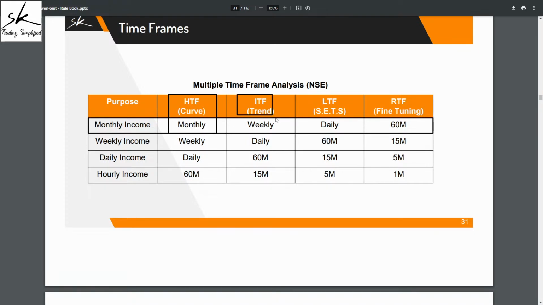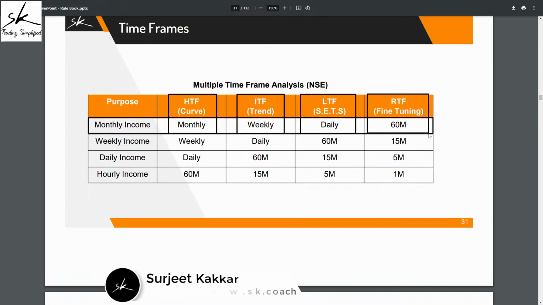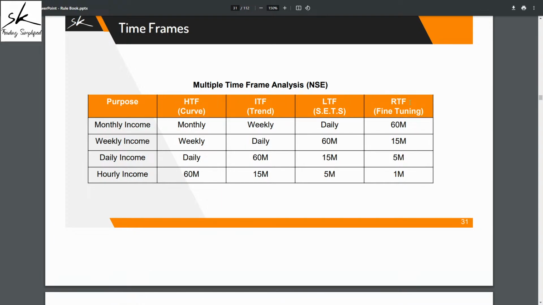Weekly will be the intermediate time frame used for trend analysis. Daily will be the lower time frame. That is where we get our ACTS from. ACTS stands for stop loss, entry, target and size. And in case we need to use the refining time frame, then my refining time frame will be the 60 minutes chart, which can be used for multiple purposes like fine tuning the zone, type 2, type 3 entries, or in case we need to apply some additional rules, that is also where this time frame can help us.